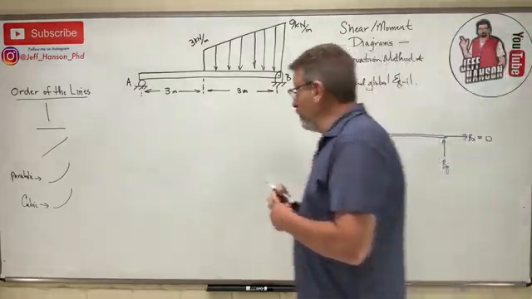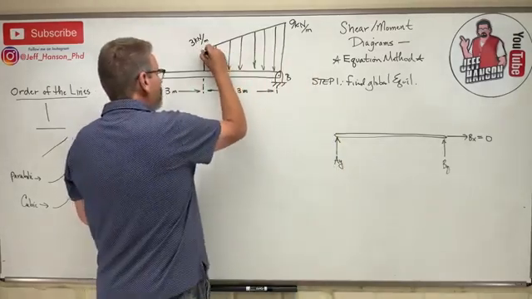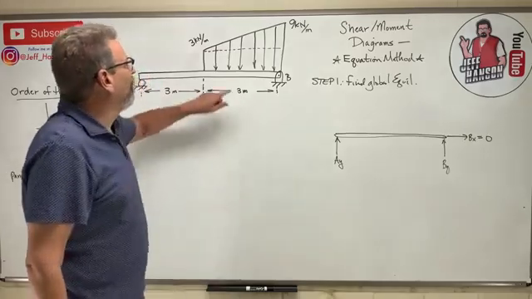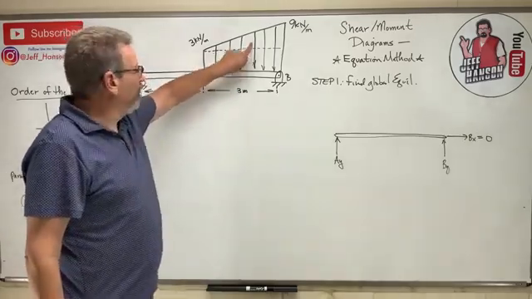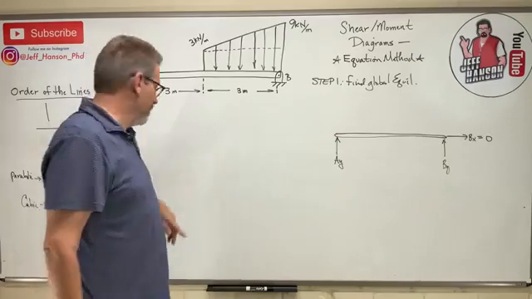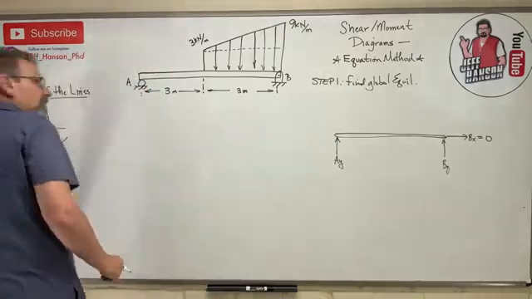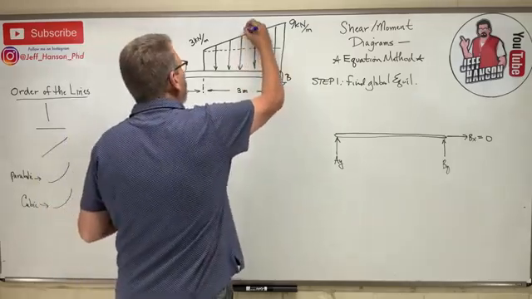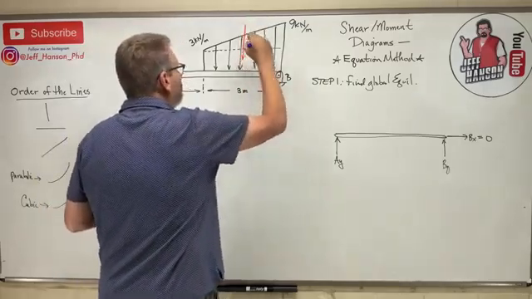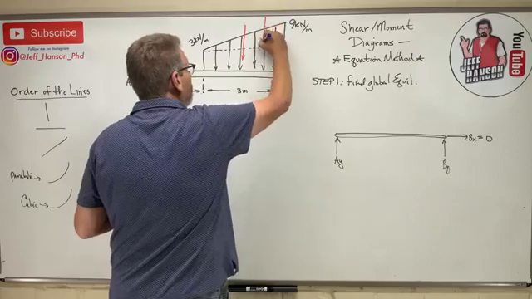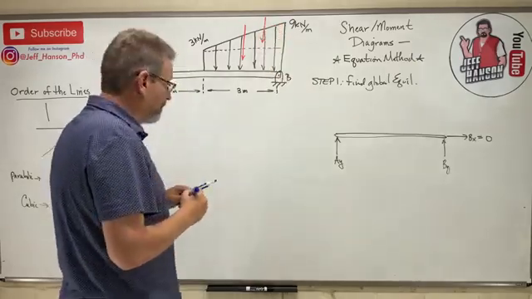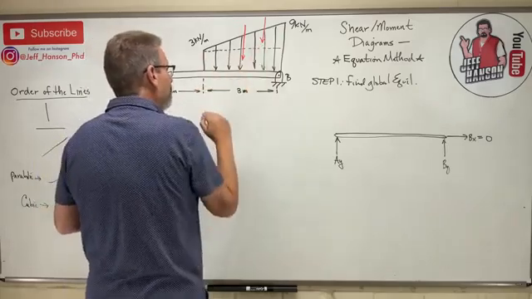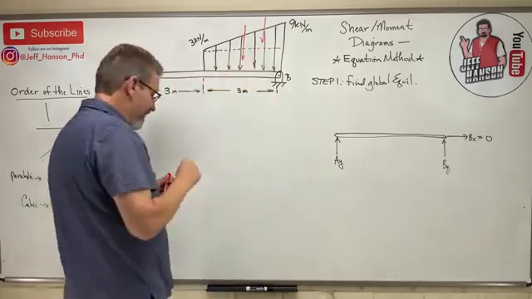Now I'm going to take this distributed load and break it into two parts: a rectangle with a triangle sitting on top of it. Converting that into concentrated loads, the rectangle portion would be here, and the triangle portion is going to be over here somewhere, because the centroid of a triangle is at 2/3 the base. The centroid of the rectangle is right in the middle.